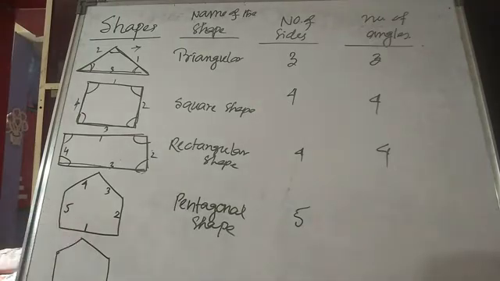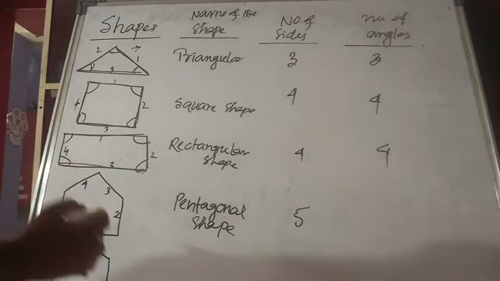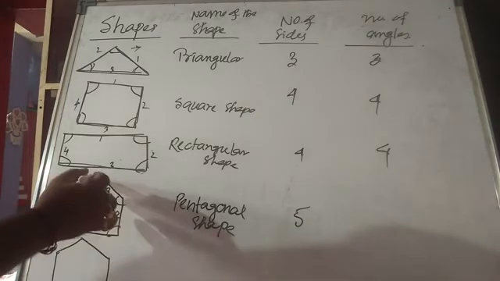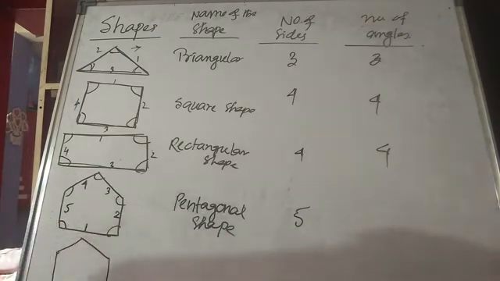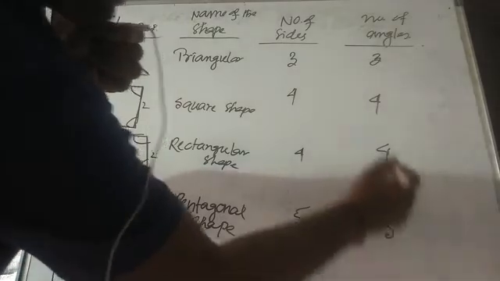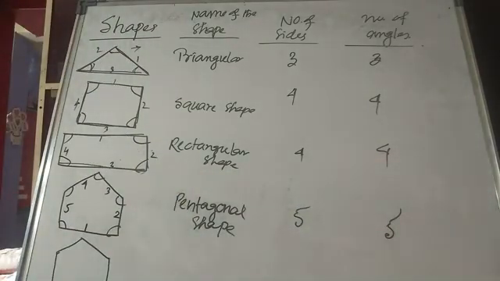How many angles? Always remember that the number of sides it has, the number of angles it will have. Means जितना side होगा angle उतना ही होगा. You see 1, 2, 3, 4, 5. So number of sides is 5, so number of angles is also 5.